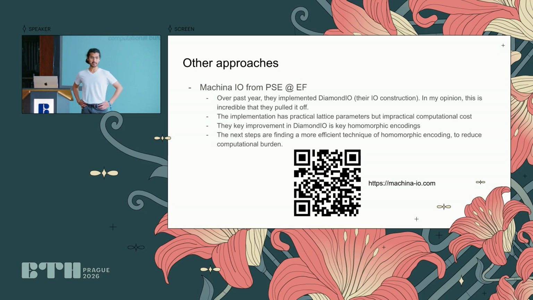The key improvement in Diamond IO is something called key homomorphic encoding, and just think of it as a step towards getting obfuscation using lattices, which is a cryptographic primitive. And the next step for them is to find an efficient technique for homomorphic encoding. You can check out their work at makina.io.